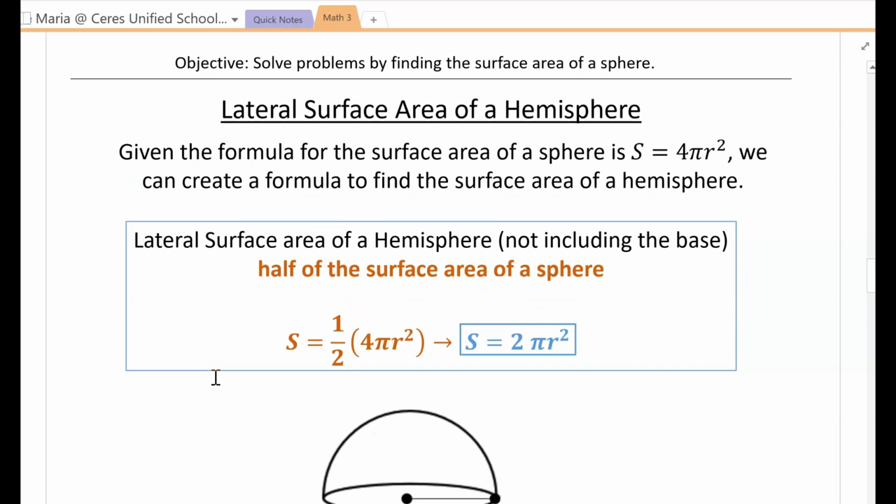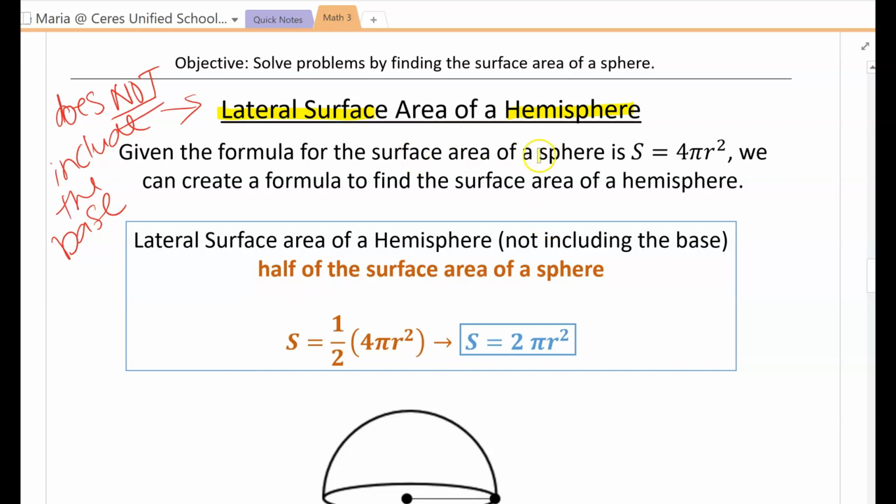Now let's look at the lateral area of the hemisphere. The hemisphere is basically half a sphere. Hemi means half, and then a sphere. Lateral area, remember, does not include the base.